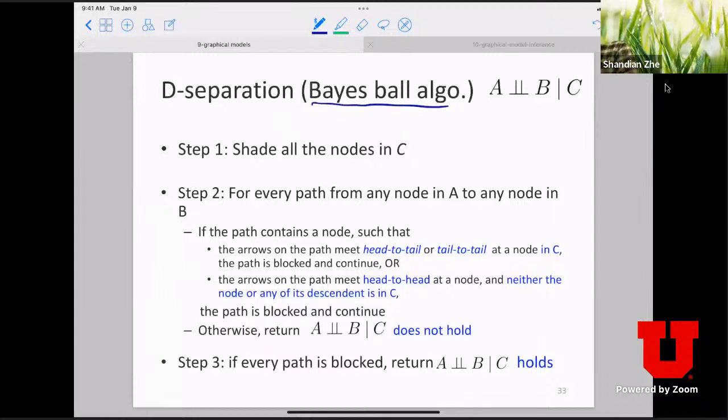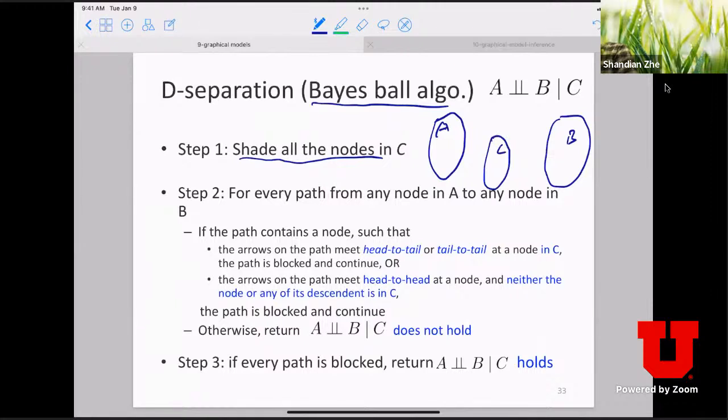First, in this graph, we're going to shade all the nodes in C. Imagine there's a bunch of nodes in A, a bunch of nodes in B, and also a bunch of nodes in C. We're going to shade all the nodes in C.